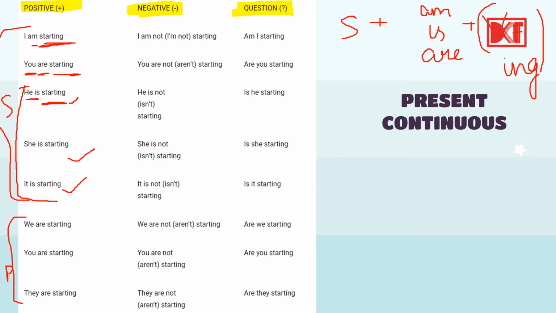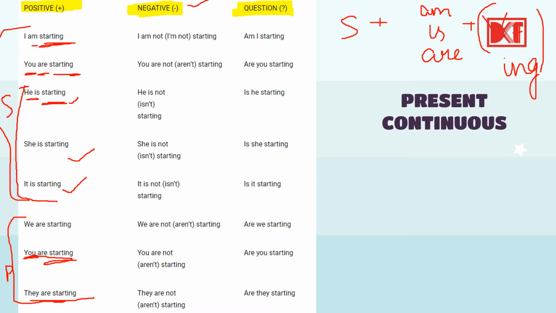Then for the plural, first person, we are starting, verb plus ing. Then the second person, you are starting, and the third person, they are starting.